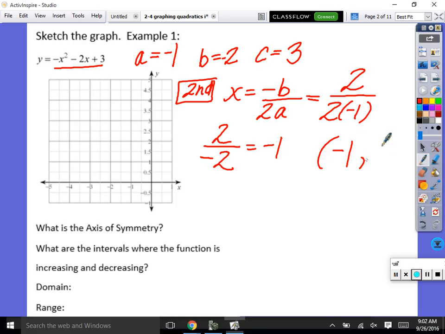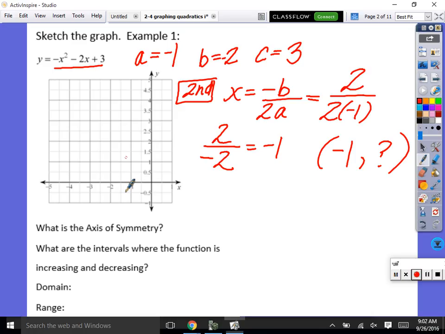So we have negative 1 comma question mark. We didn't know how high up to go. So we do know it's at negative 1, but do you understand that right now we don't know how high up or down to go? So anytime you want to know what your function is at that value, you can just plug in negative 1 back into the function to see how high up or low to go.